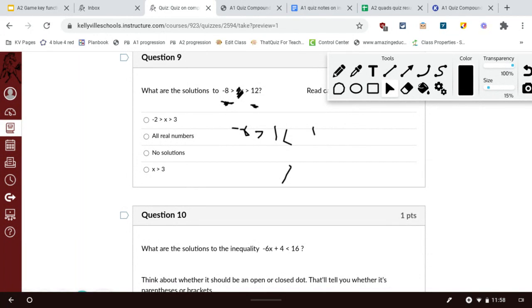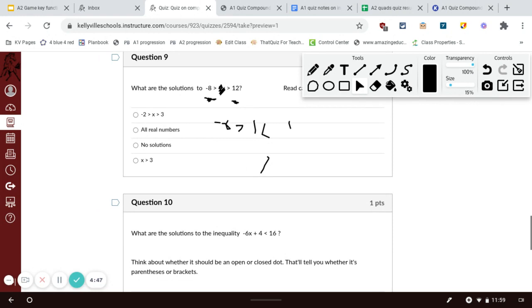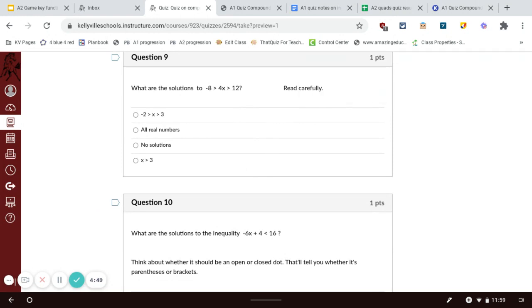Yeah, negative 8 is not greater than 12. So this statement makes no sense. That's why the answer is no solutions for this one.